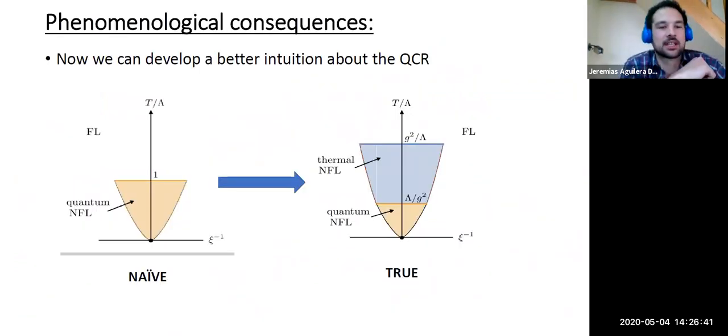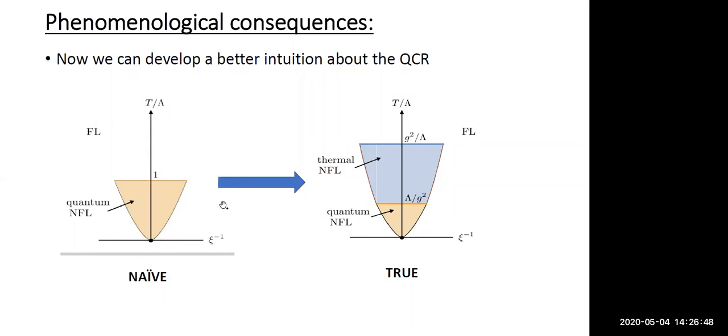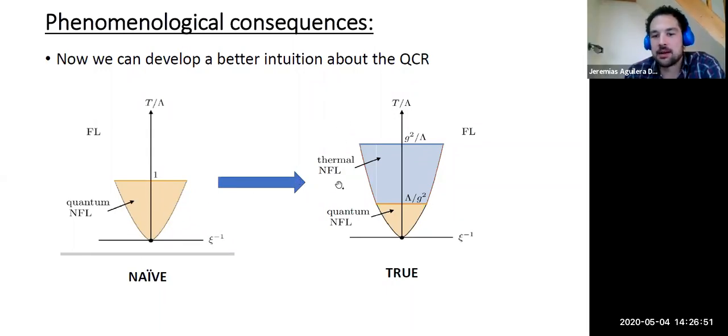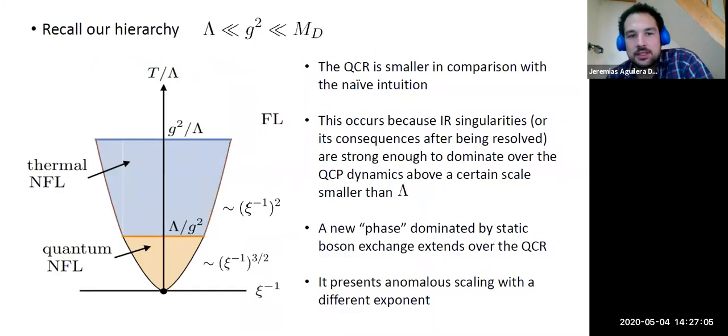So let's try to discuss some phenomenological consequences of this. The main point is that now we can gain a better intuition about the scaling behavior observed in a sample which contains such a critical point. The first thing we have to do is to replace our naive intuition by the true one. Let's try to describe this new phase diagram. Again, we have the inverse correlation length, or if you want, the characteristic energy of the fermionic excitations. We have these lines which go with the characteristic energy to the 3/2 again, and the critical region between these two lines. But now the crossover happens much earlier than expected.